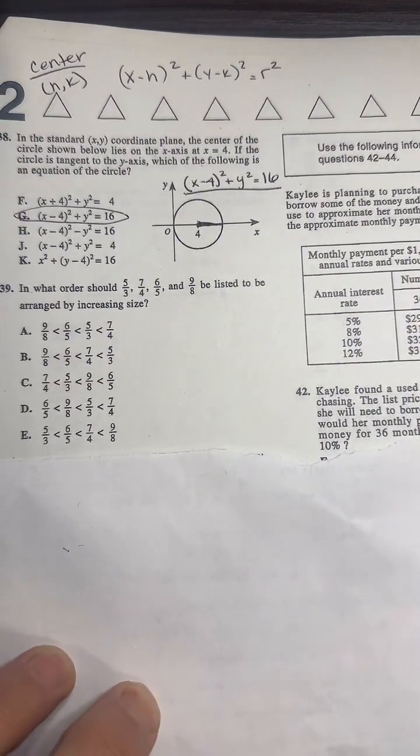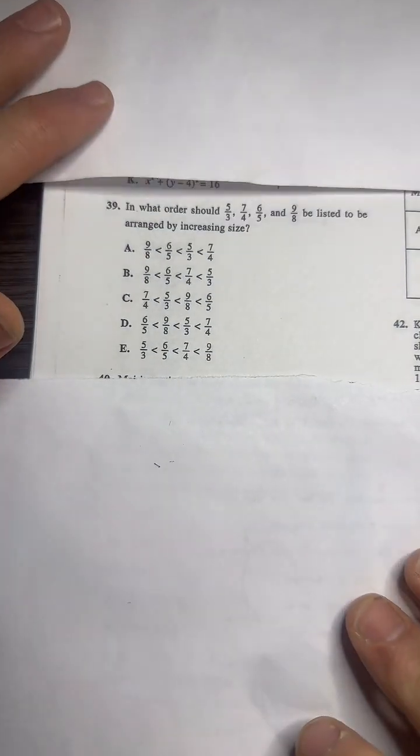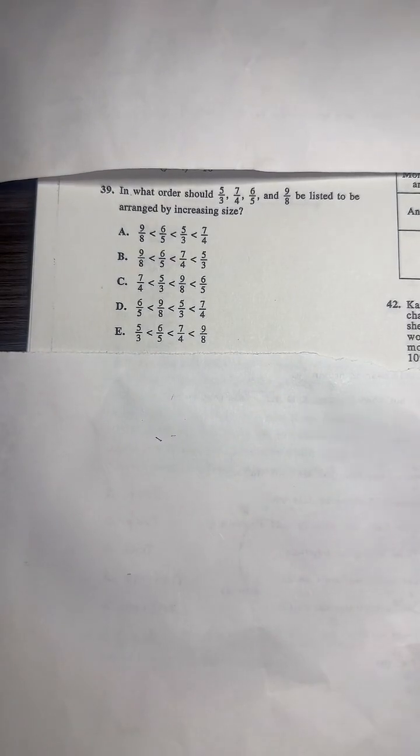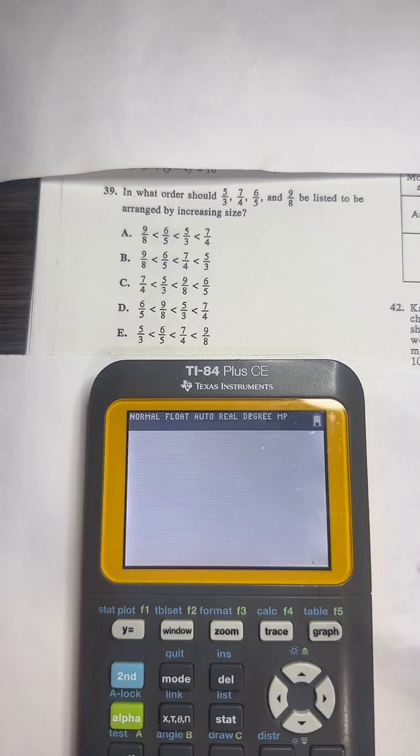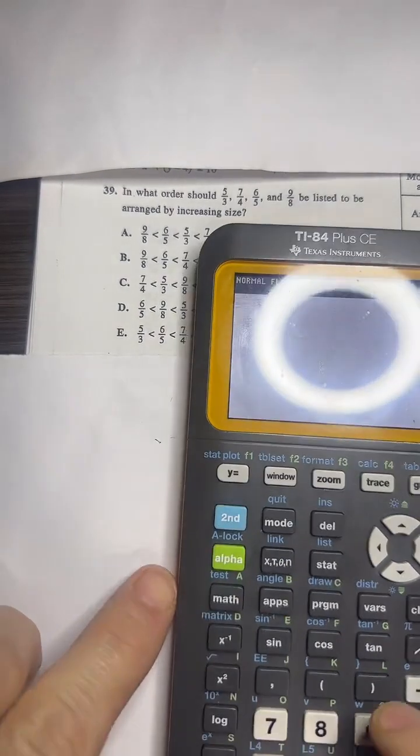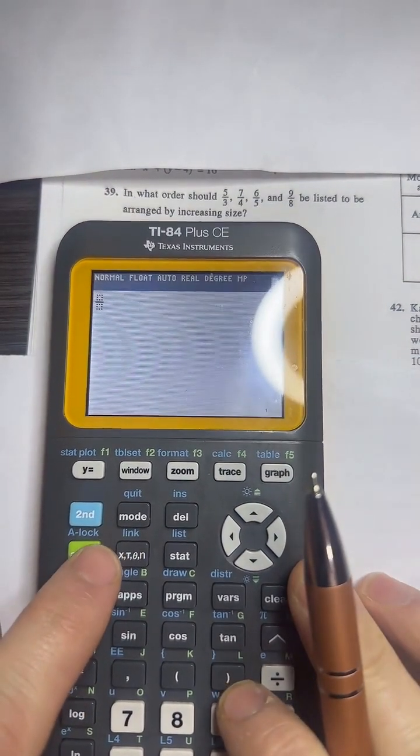All right, number 39, this one's a little bit tricky. They give you 4 fractions. They want you to put it in order. My suggestion to you is that you need to have a good calculator for this. We're going to put all of these in our calculators. If you have a TI-84, like I keep telling you to get, you press alpha X, and that allows you to put the fraction in.